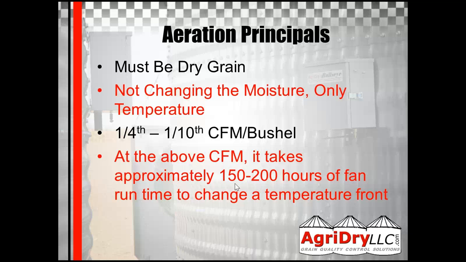If the controller was operating the fans, and let's say you have a target temperature on the controller set at 45 degrees, for instance, and you have an average grain temperature of 60, and you want to cool the average grain temperature down to 45 degrees, it would take approximately 150 to 200 hours, if you have these kinds of CFMs, to change that 60-degree grain temperature down to 45-degree grain temperature throughout the entire bin. Hopefully that makes sense. Just kind of a ballpark of how long it would take to change a temperature front only.